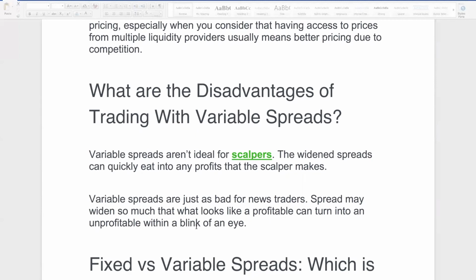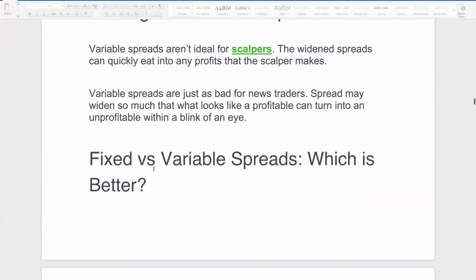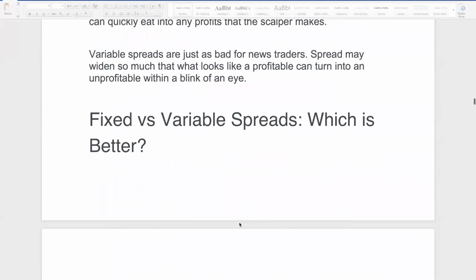Variable spreads are just as bad for news traders. Spread may widen so much that what looks like a profitable trade can turn into an unprofitable one within the blink of an eye. Those who have been trading news, I think you all know this one. Fixed versus variable spreads, which is better?